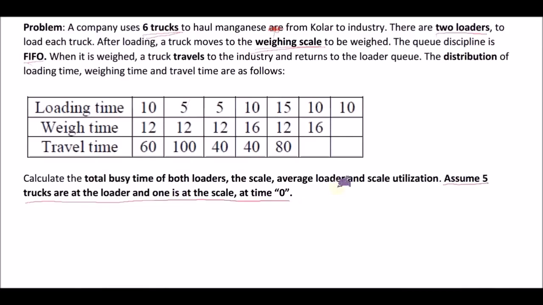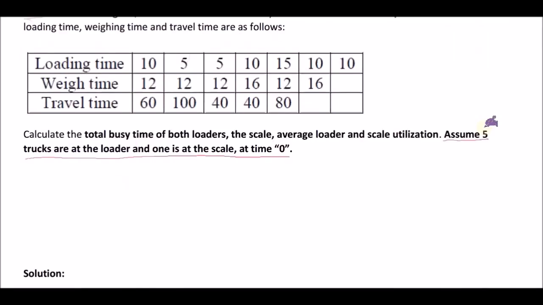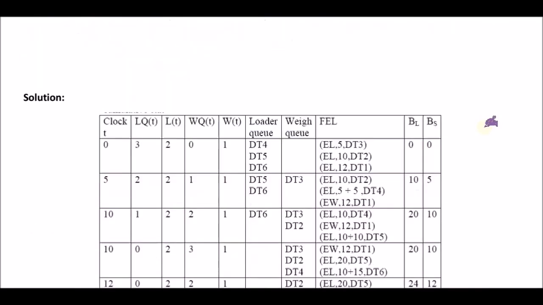So this is crucial as it will help us to start solving the sum and to get an idea as to what the scenario is at time 0, so that we can move ahead and calculate the rest of the things like busy time of both the loader and scale, average loader and scale utilization. So as usual, let's look at the solution.